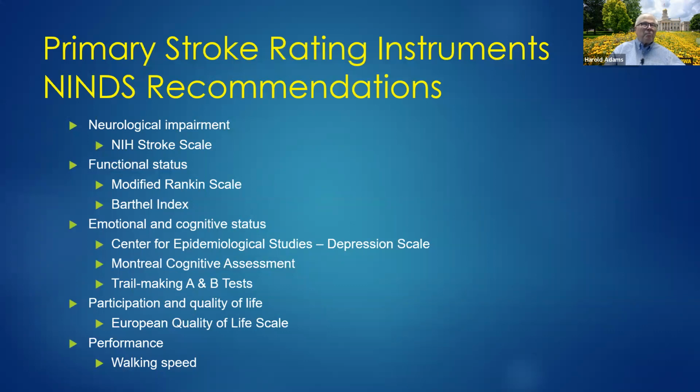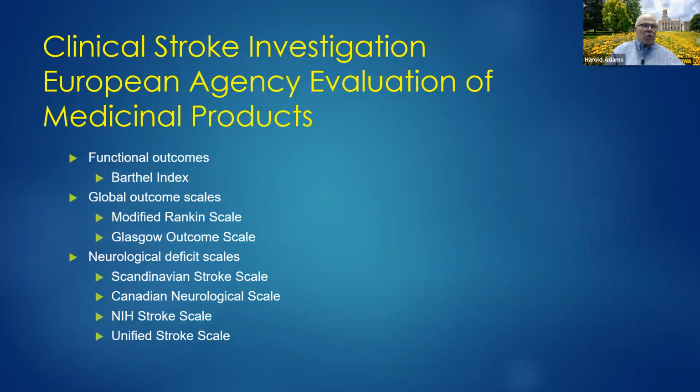Next slide. If you want a trial to go into Europe, look and see what we have. We have functional outcomes, the Barthel index. We have global outcomes, the modified Rankin scale or the Glasgow Outcome Scale. I've not talked about the Glasgow Outcome Scale, but it basically has the same set of criteria as the modified Rankin. What has happened is over the years of stroke research, the modified Rankin has been used more than the Glasgow. We did that in our trial of low molecular weight heparinoid. We used the Glasgow. I wish we had used the Rankin.